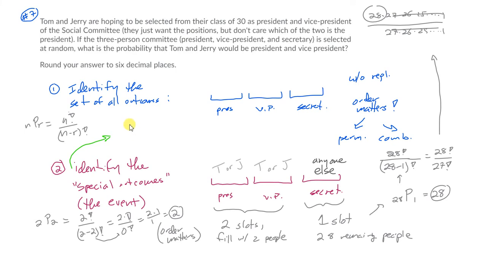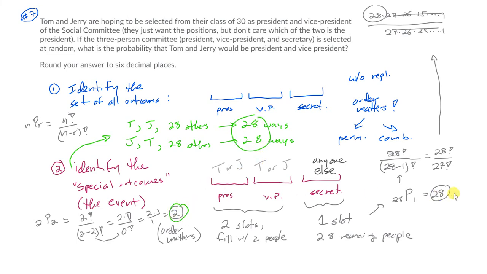Okay, but the other way to count them is you could have Tom, Jerry, and then 28 others. So there's 28 ways for this to happen. You can have Tom, Jerry, and person A, Tom, Jerry, and person B, Tom, Jerry, person C, etc. There's 28 ways for this to occur. Or you could have Jerry first for president, Tom for vice president, and then any of the 28 others as the secretary. So there's 28 ways for this to happen. So overall, you've got 56 ways, okay? Which is going to be what you get when you multiply these two.